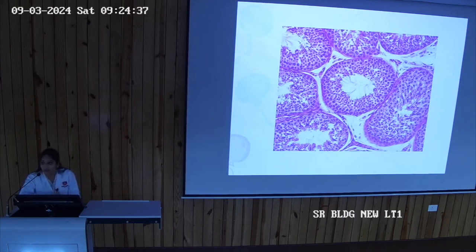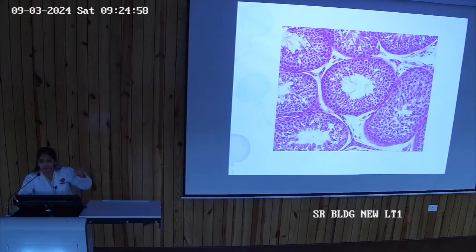What is the shape? Polygonal shape. And how are you going to recognize them? They have a special eosinophilic stain because they have an abundant amount of smooth endoplasmic reticulum. So they are stained pink in color. So these cells are present here in the interstitial part in between the seminiferous tubules.